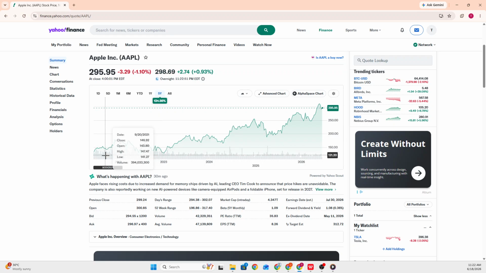Next, locate the volume information. This section displays the number of shares that have been traded. You can also view the average volume, which shows the typical trading activity. If the company pays dividends, you'll find information about dividends and dividend yield. These values are displayed in the stock statistics and summary sections.